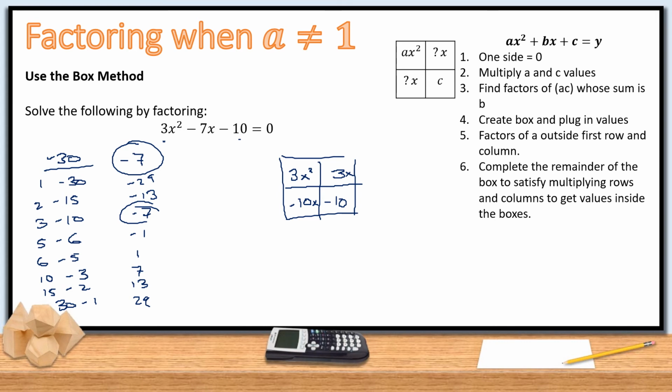Essentially what we are doing is rewriting this as 3x squared minus 10x plus 3x and then minus 10, and we are going to try and factor by grouping. So basically you're breaking it up into pieces that will allow you to factor by grouping.